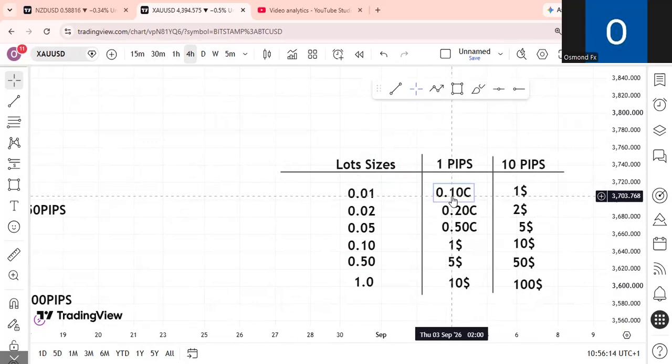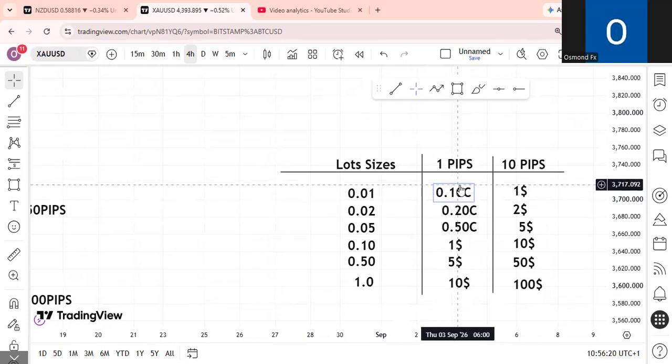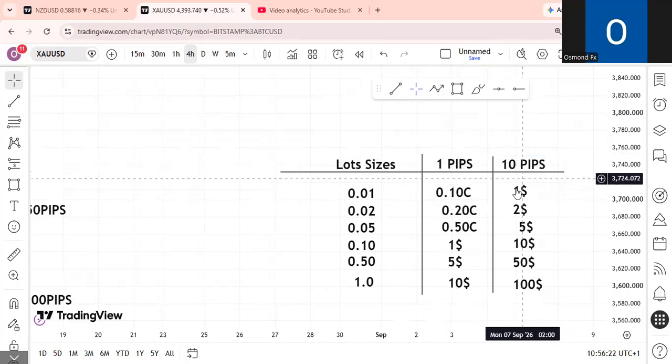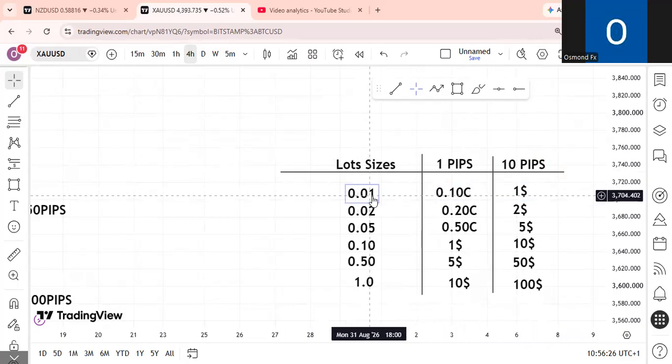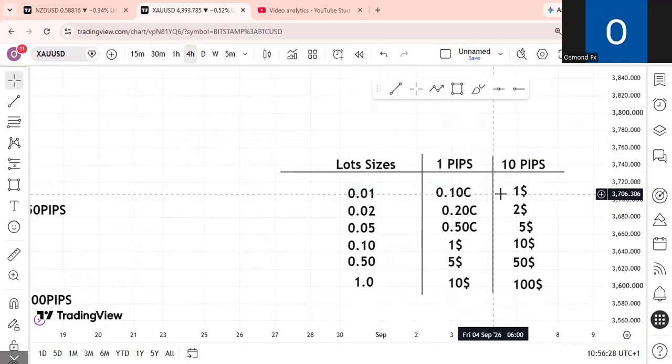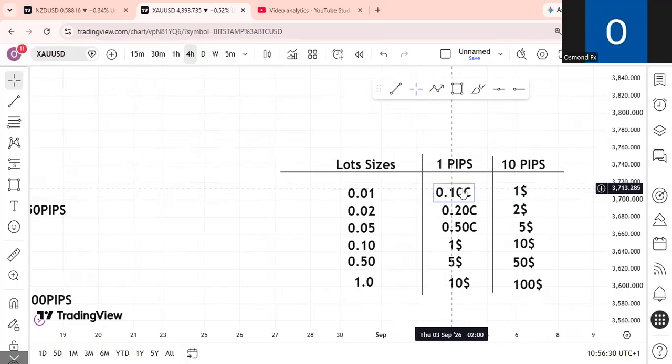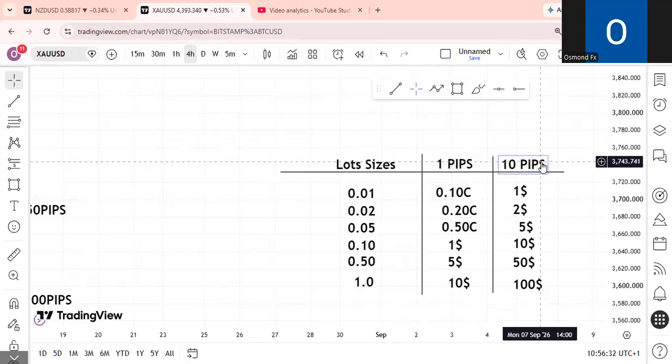Yeah, you're going to be making what? You're going to be making 10 cents. That's 10 cents from the market. All right. But if the market eventually moves 10 pips, you're going to be making $1. That's if you are using 0.01. You're going to be making $1. That's if the market moves 10 pips.